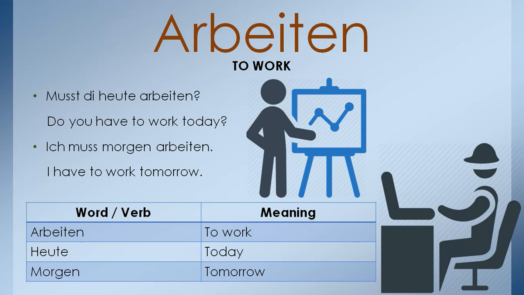The last one is a very important word, arbeiten. Arbeiten is a verb which means to work. So, muss ich heute arbeiten? Do you have to work today? Ich muss morgen arbeiten. I have to work tomorrow. Yeah? So, these were the 5 useful phrases which you can use in your daily life.